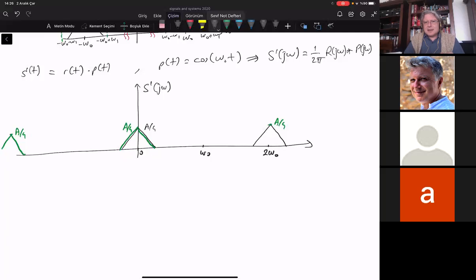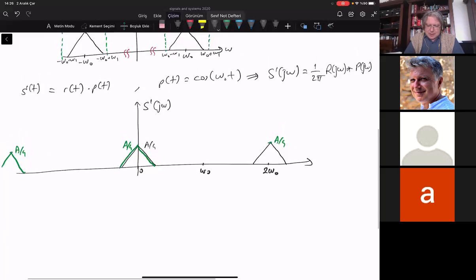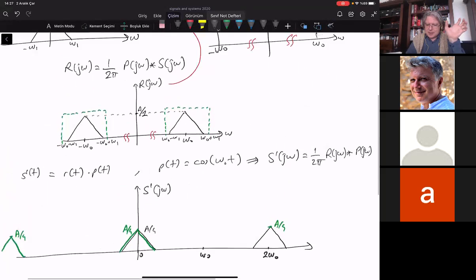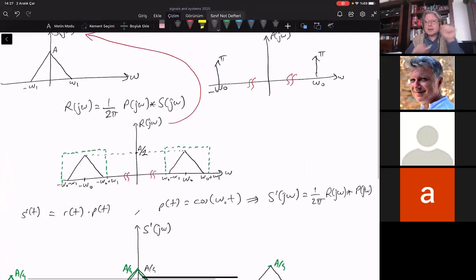Notice that the top two triangles are at omega 0 and minus omega 0, and 0 is the center. Omega 0 here and minus omega 0 here, right? This is the shape. And I'm convolving this with these two impulses at the top. The convolution is still the same idea. I have these two triangles.